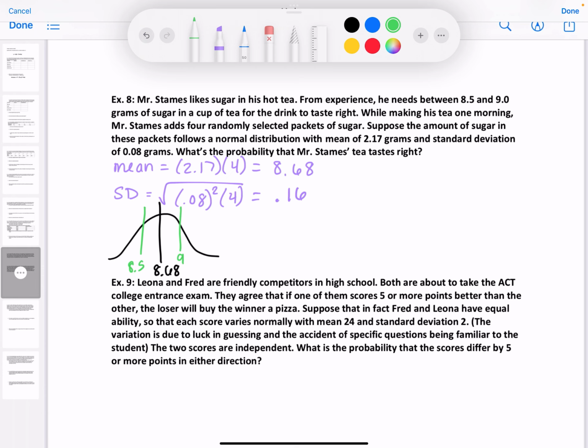So now we're going to do the normal CDF. We want it within a range, so now your lower is going to be the 8.5. Then the upper is going to be 9, mean of 8.68, standard deviation of 0.16. In theory, this should come out to 0.85. So there's an 85% chance his tea tastes right.